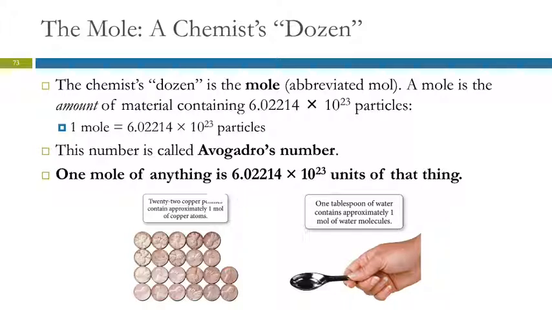This number is one of the reasons why we need to be able to do scientific notation on our calculators because there's no other way to get this into your calculator.